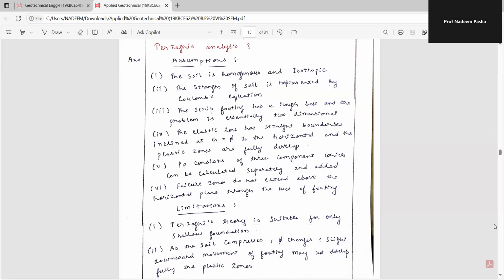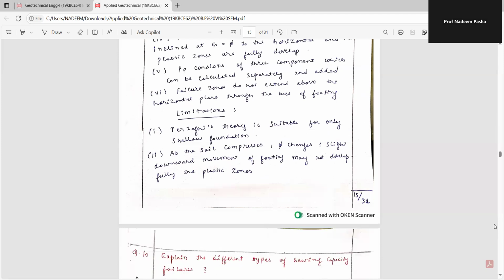Limitations. Terzaghi's theory is suitable for only shallow foundation as the soil compresses, phi changes. Slight downward movement of footing may not develop fully the plastic zones.